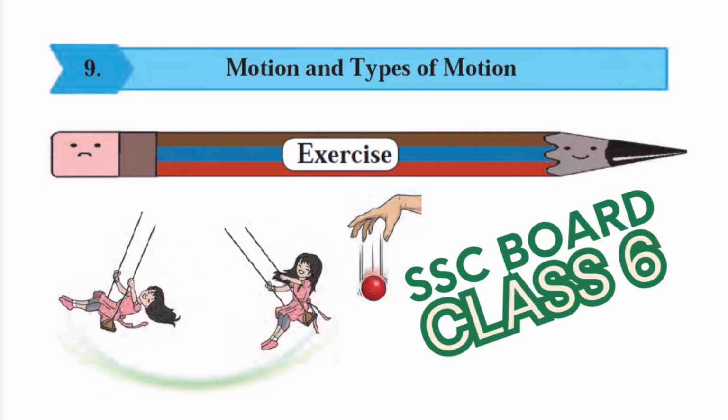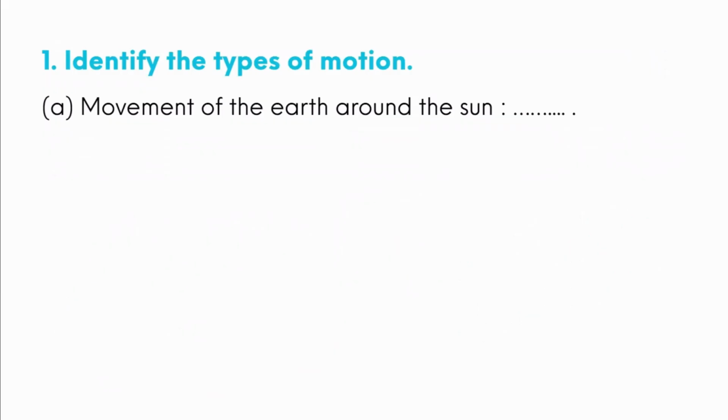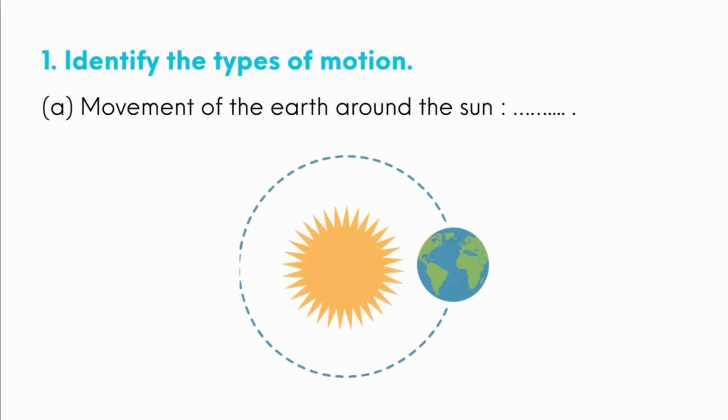Hello friends, today we are going to see the exercise for the ninth chapter, which is motion and types of motion. Let's begin our session. First question, identify the types of motion. A, movement of the earth around the sun. The earth moves around the sun in a circular path. Therefore, this type of movement is circular motion.